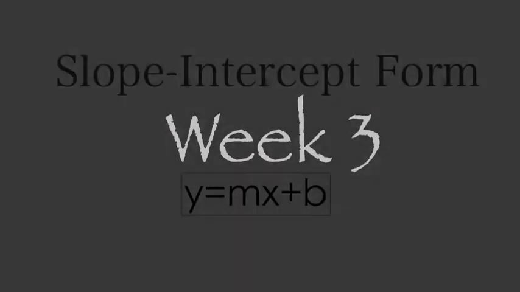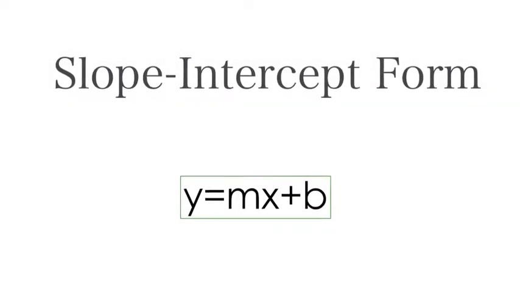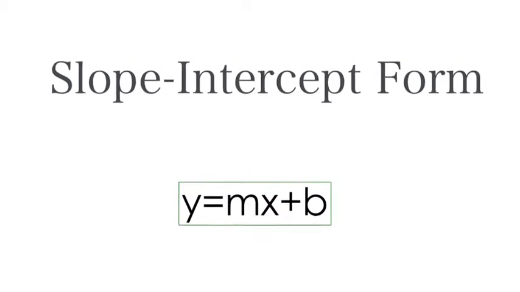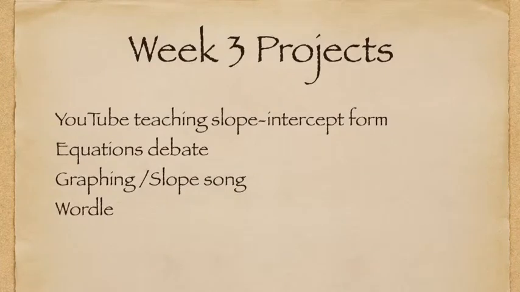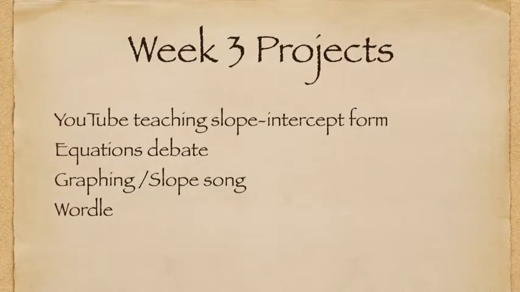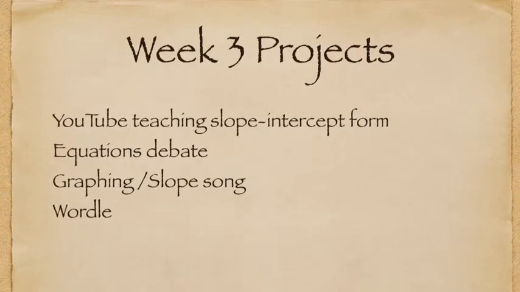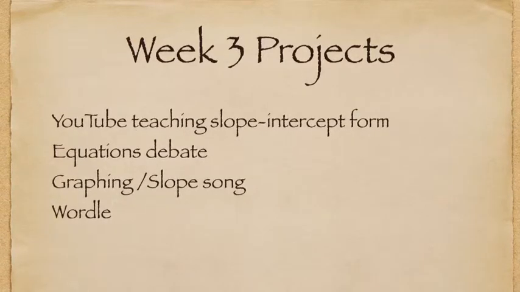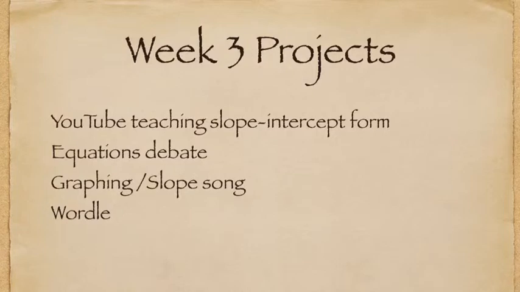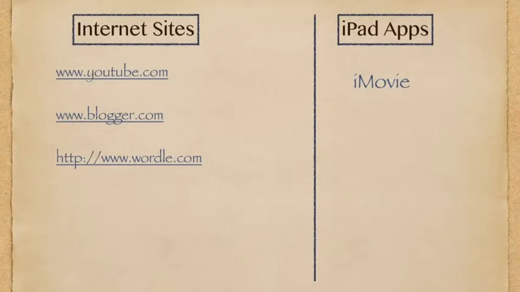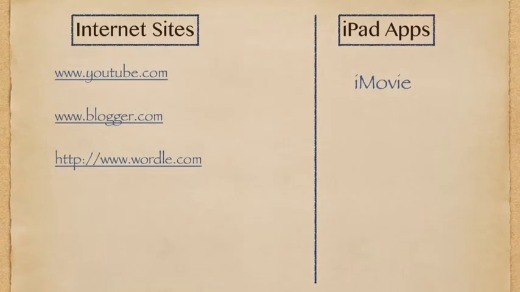In week 3, the main learning goal is to graph a line given the slope-intercept form of an equation. I will teach students the equation y equals mx plus b, and they will perform many real-world projects in order to understand this equation best. In this final week of the unit, students will be creating a song on graphing and slopes, as well as a Wordle. The internet sites and iPad apps that will be used this week are listed.